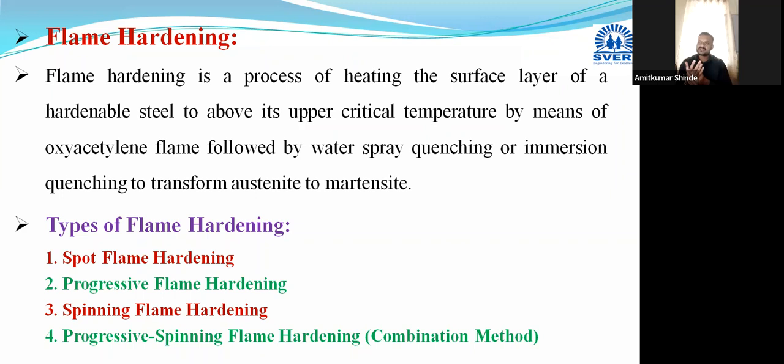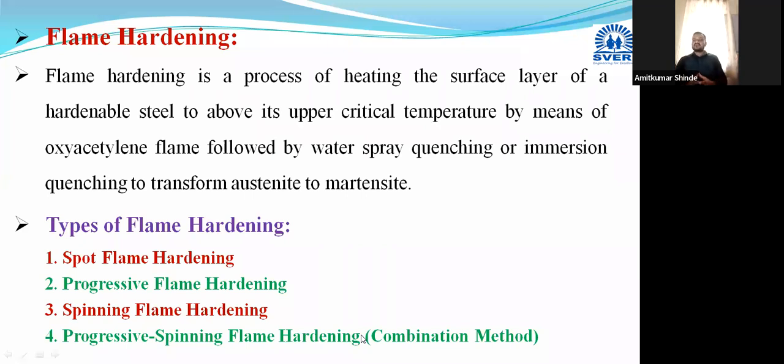upper critical temperature, that is above A3 or above ACM, depending on the type of the steel. After sufficient heating, while the workpiece is rotating, we spray water with the help of one cooling device. This is the spinning flame hardening, where the workpiece is rotating, and the flame and cooling device will be stationary. Then the fourth type of flame hardening is progressive spinning flame hardening.